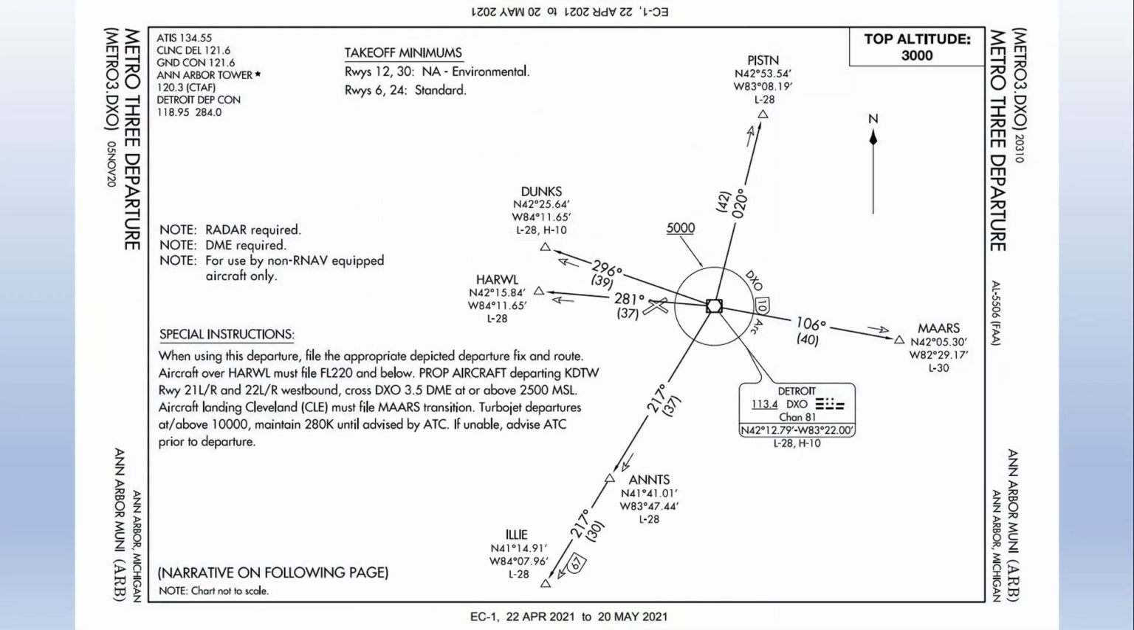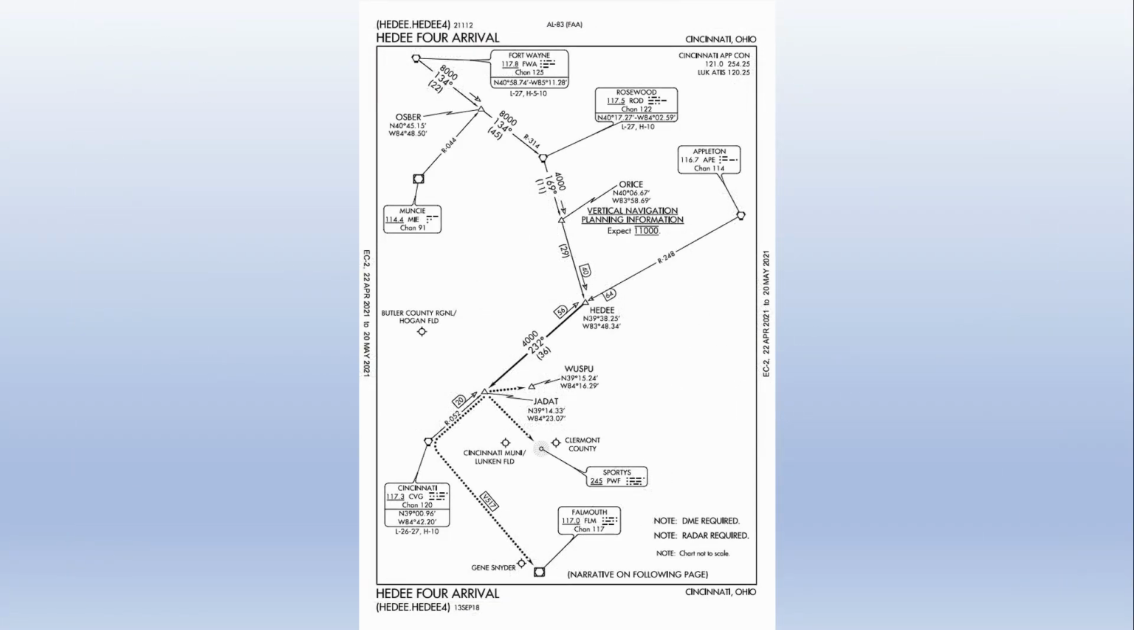The Metro 3 departure has us fly an ATC assigned heading for vectors to join the departure route. The Heedy 4 arrival is a single route arrival that terminates at JDAT intersection with instructions to expect radar vectors to an approach at JDAT.